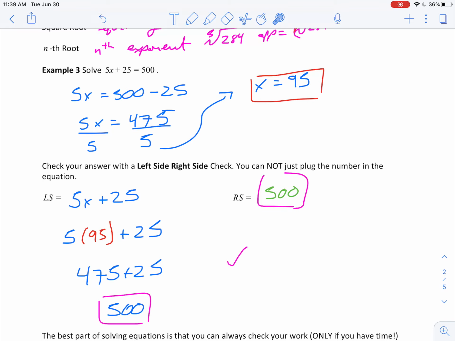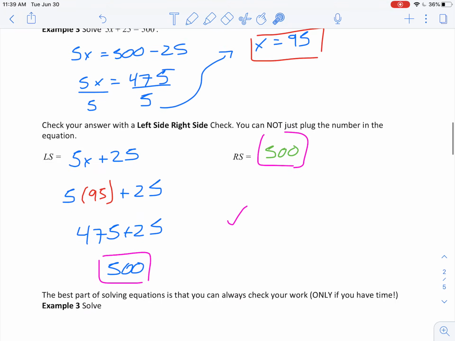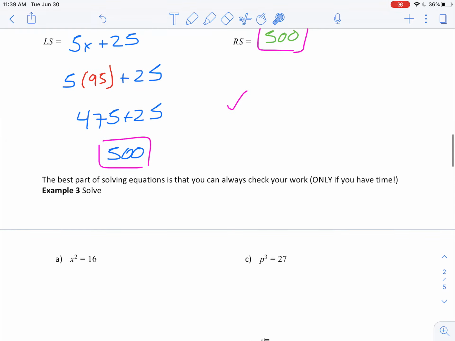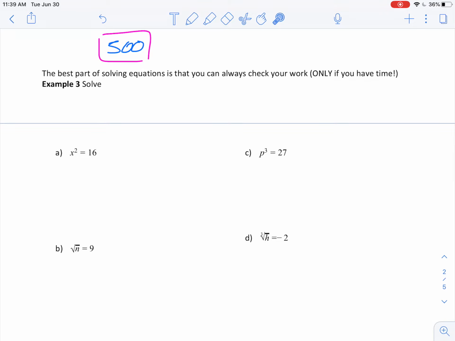So in this case, it's 95. So 5 times 95 plus 25 is equal to 500, and the right side is 500. These are both the same, or it's balanced. Therefore, that is a proper check, and we know that we got the correct answer. The best part of solving equations is that you can always check your work, right? You can always work backwards, which is essentially what I did right here, in order to determine whether or not you got the correct answer, okay?